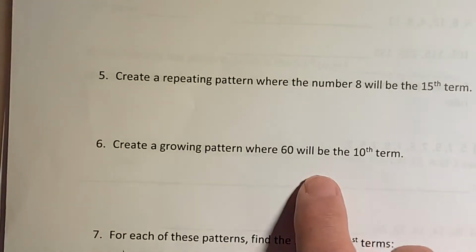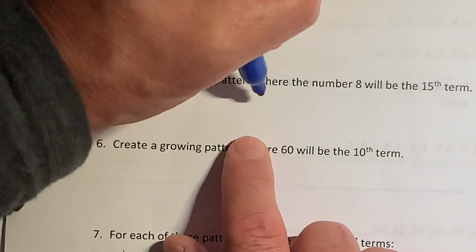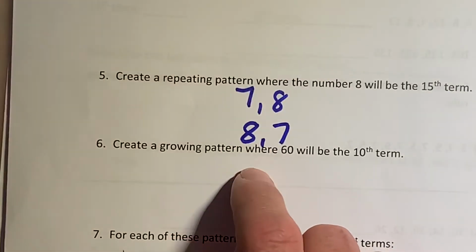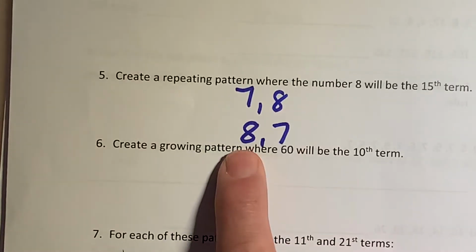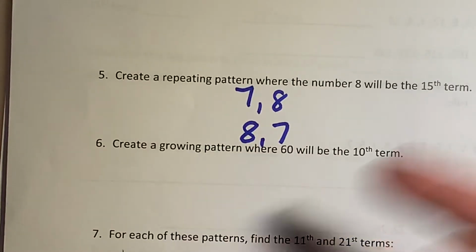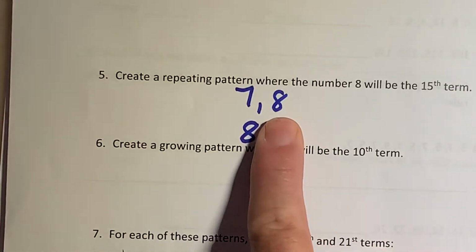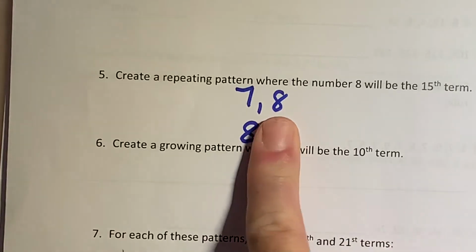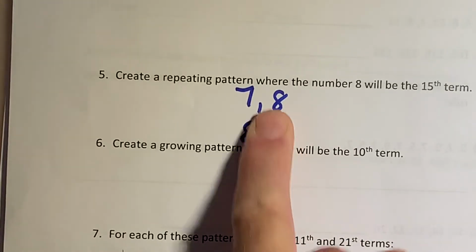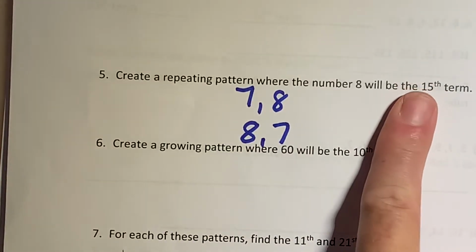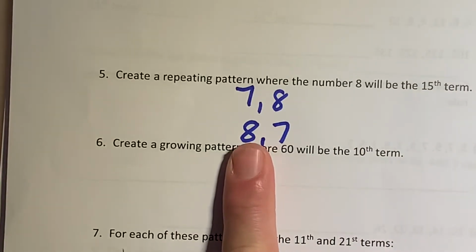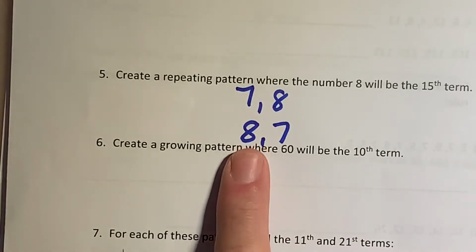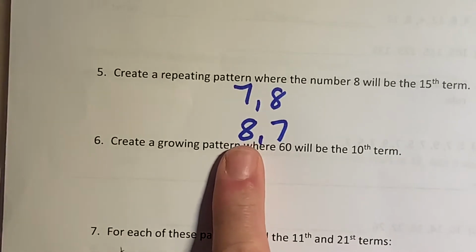So if we do just a 2-number pattern like 7, 8 or 8, 7, should the 8 be in the second spot or the first spot? We've done this in class where if we do it in the second spot, the 8 is going to be the second term, the 4th, the 6th, the 8th, the 10th. Always an even number. So that doesn't make sense because 15 is an odd number. If we put it in the first term, it's going to be the first term, the third term, the 5th, 7th, 9th. It's always going to be an odd number.